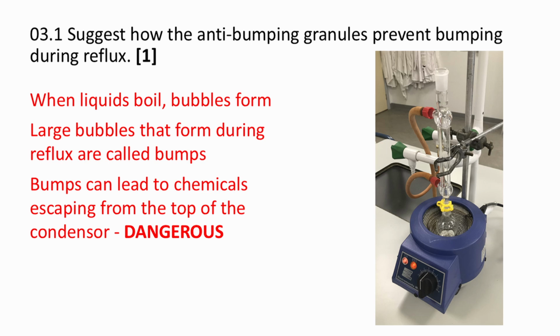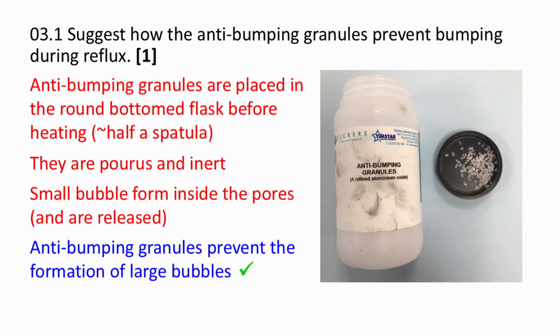When liquids boil, bubbles form. Large bubbles that form during reflux are called bumps. Bumps can lead to chemicals escaping from the top of the condenser, which is dangerous. Anti-bumping granules are placed in the round bottom flask before heating. We generally use about half a spatula. They are porous and inert. Small bubbles form inside the pores and are released.